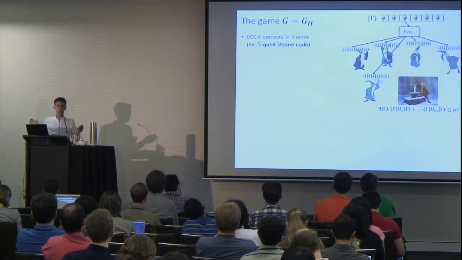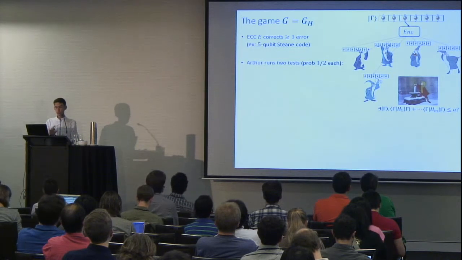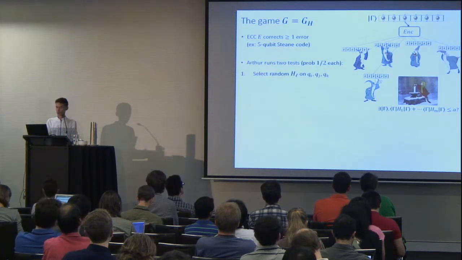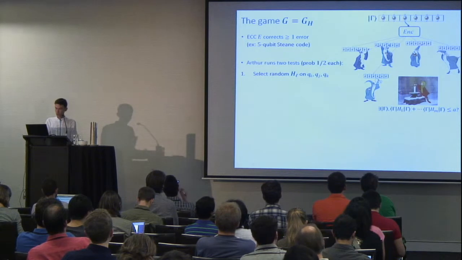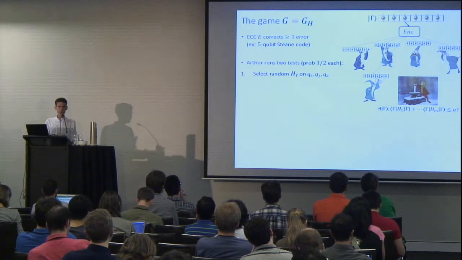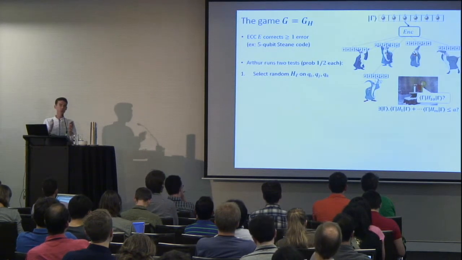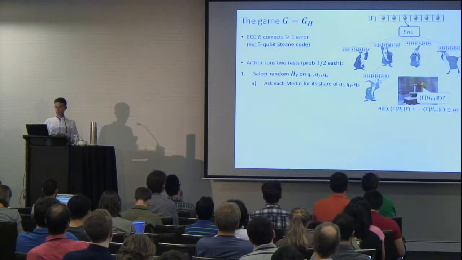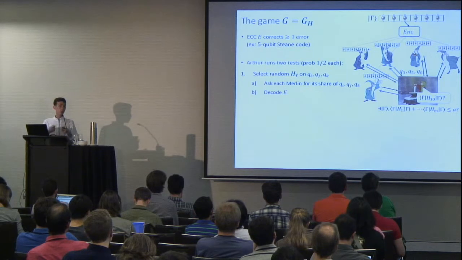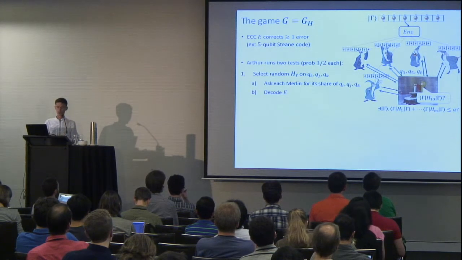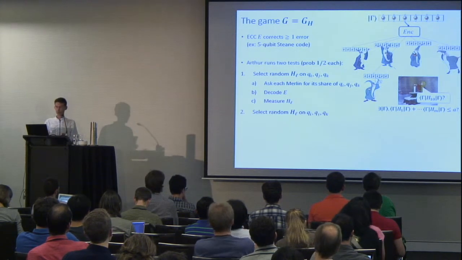Of course, they can do whatever they want, right? And so Arthur is going to run 2 tests, each of them with probability half. For the first test, he does essentially the same thing as he did before. He just takes one of the Hamiltonians. This acts on 3 qubits, and he asks everyone: give me your share of that qubit. So each of them is going to send him back 3 qubits, and then he's going to decode the error correcting code, recover the 3 original qubits of the ground state, and estimate the energy of that local Hamiltonian. That's exactly the same as we had before.